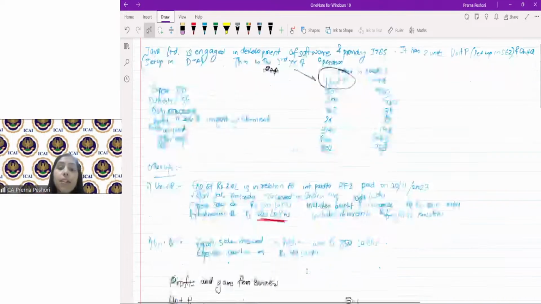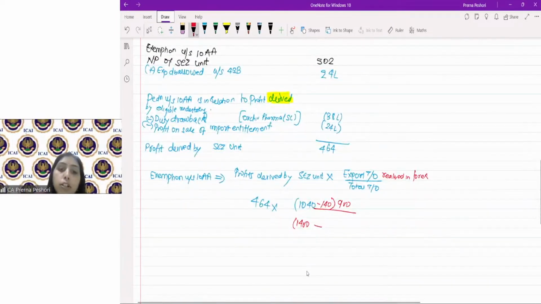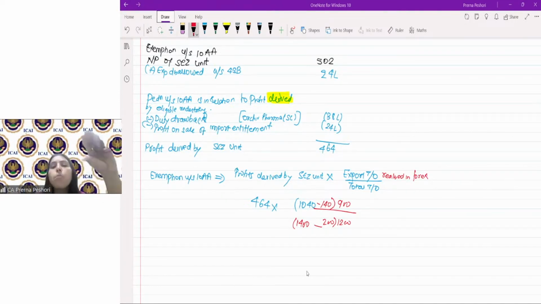Because again there is a CBDT circular which says that the numerator and the denominator should remain the same. Why? Because if I am reducing from the export turnover the freight and insurance charges, I also need to reduce from the total turnover. So CBDT has clarified that freight, telecommunication, and insurance expenses are to be excluded both from the export turnover and total turnover while working out the deduction under 10AA. Are we clear? So therefore, my total turnover will be 1200.